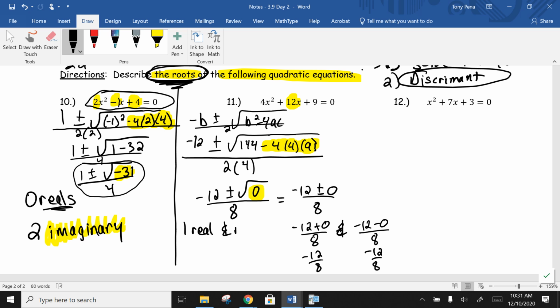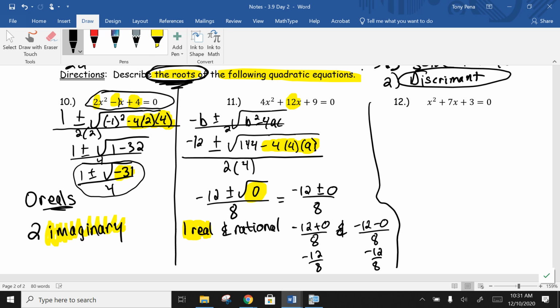And it's a rational solution because 0 is a nice number. We don't have that radical in our problem. All right, so definitely know that. I'm going to test you on that tomorrow. If our discriminant is a 0, that means we just have one solution only. We only touch the x-axis one time.